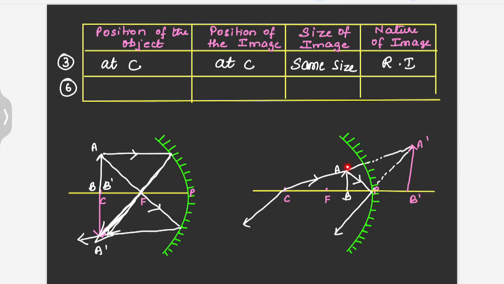And image size, you see, image size is bigger when compared to that of the object. Object is small, image is big. Therefore here the image is also enlarged.